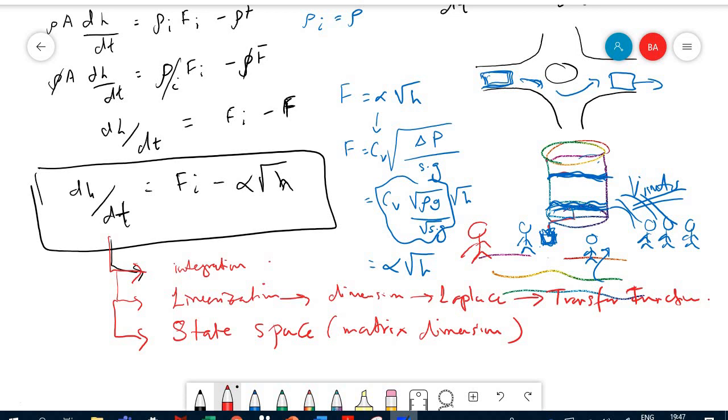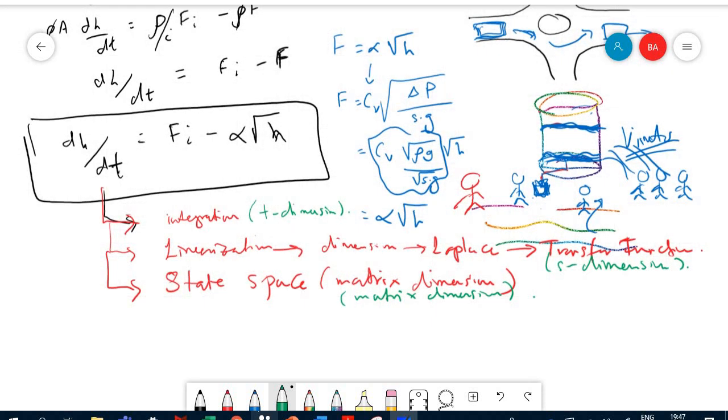Beautiful. So talking about the integrations like the t dimension, it's nice to put that in a different color. I have already used blue, so whatever else I will use, I got a green. Okay, so that is like the t dimension. And the transfer function is the s dimension. And I already mentioned that this is the matrix dimension. And each of them has advantages and disadvantages to solve this differential equation.